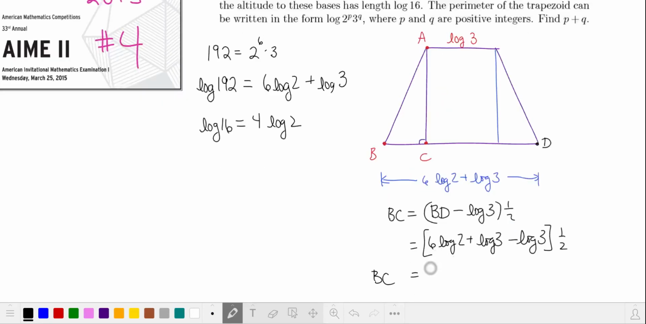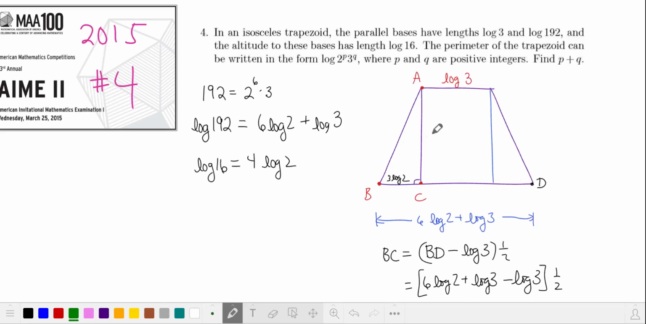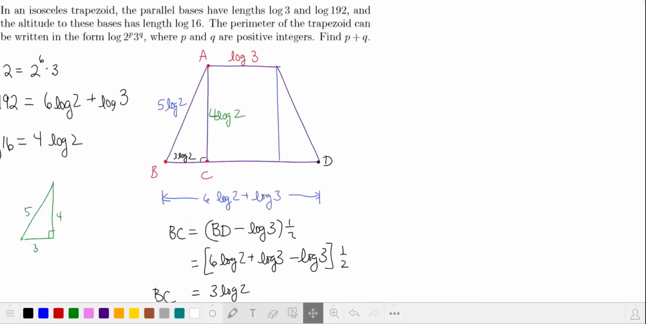That means BC has length 3 log 2. This altitude AC has length 4 log 2. So triangle ABC is a 3, 4, 5 triangle. So the distance from A to B is 5 log 2. Now we can find the perimeter of our trapezoid.